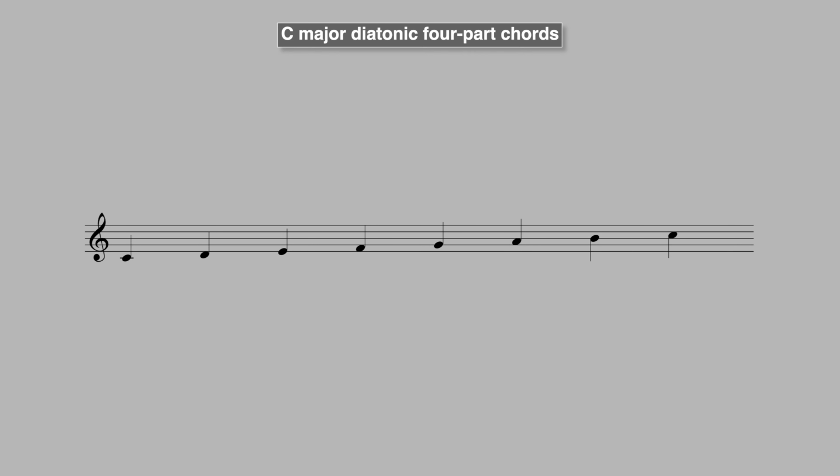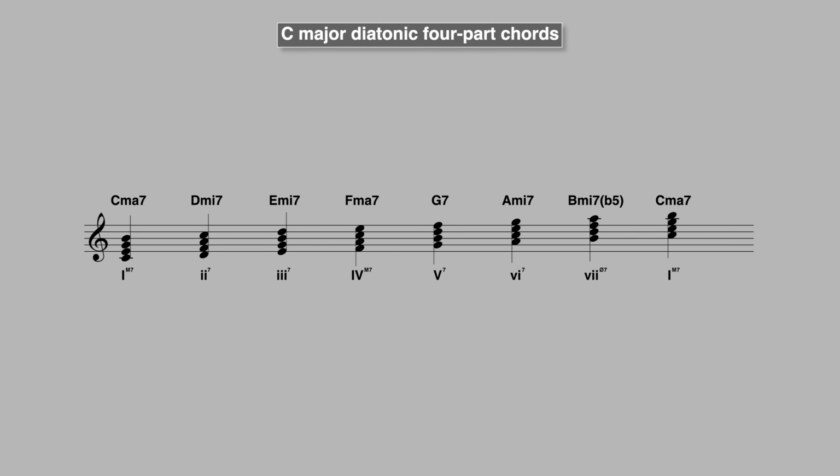This is the diatonic 4-part chords built from the C major scale. So 4 types of 4-part chords are naturally built within the C major scale restriction. Like it was the case for diatonic triads, it is important to realize that this applies to all major scales. A major 7th chord is always built from the 1st and 4th degree of any major scale. A minor 7th chord is always built from the 2nd, 3rd, and 6th degree of any major scale. And a dominant 7th chord is always built from the 5th degree of any major scale.